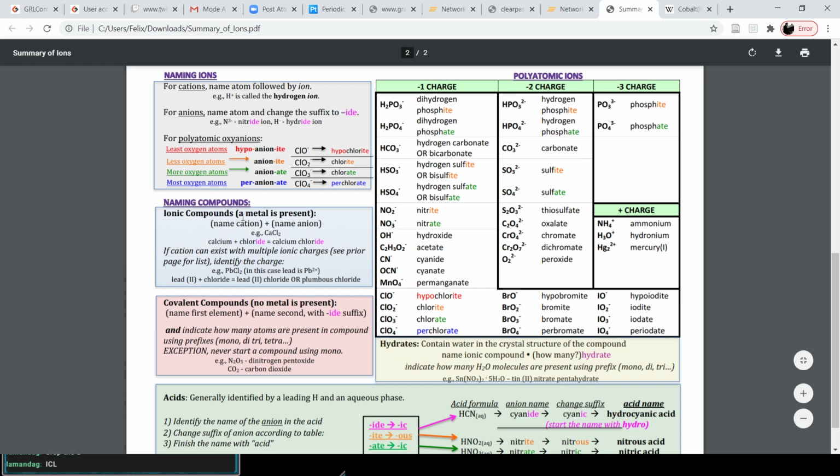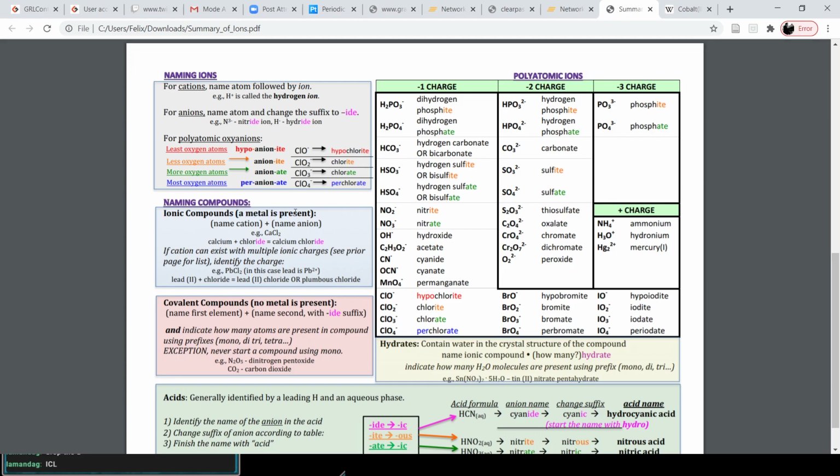One thing to note about ionic compounds: a metal is present 99.9% of the time, but sometimes you could have these positive polyatomic ions. Like ammonium nitrate technically does not have a metal in it, but it is an ionic compound.